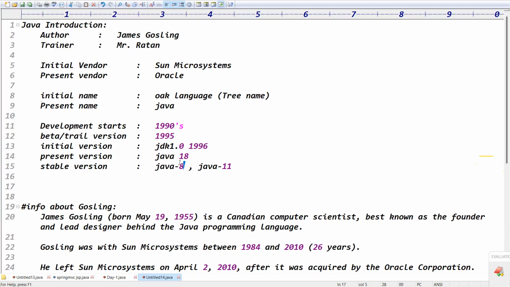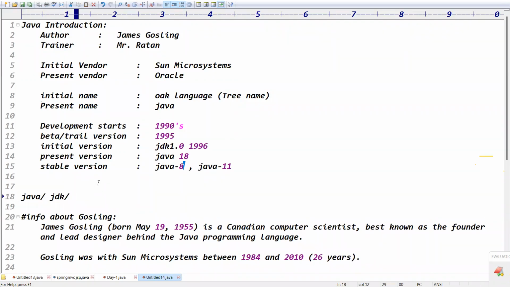Yeah, we can call it Java 8 or JDK 8, because these are synonyms, the same names. Some people call it Java, some call it JDK, some call it Java JDK, and some call it J2SE. These are synonyms, the same meaning, right?